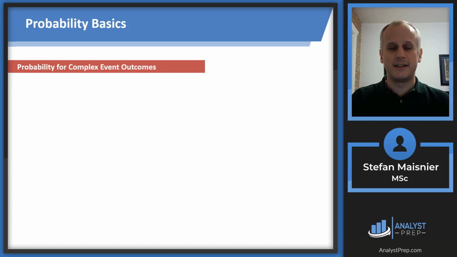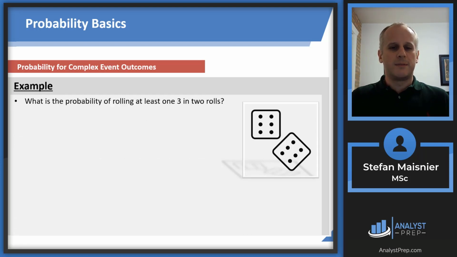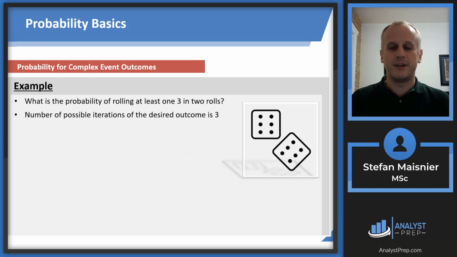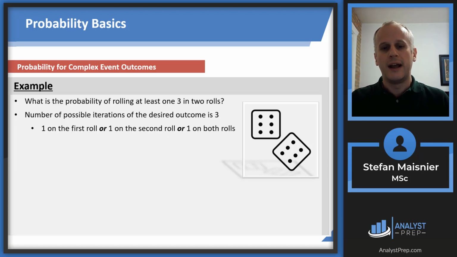So now let's consider a more complex event outcome. What is the probability of rolling at least one 3 in two independent rolls? The number of possible iterations of the desired outcome is going to be 3, because we could roll a 3 on the first roll, or a 3 on the second roll, or a 3 in both rolls. So we've got to consider all of the different iterations of getting at least one 3 in two rolls.